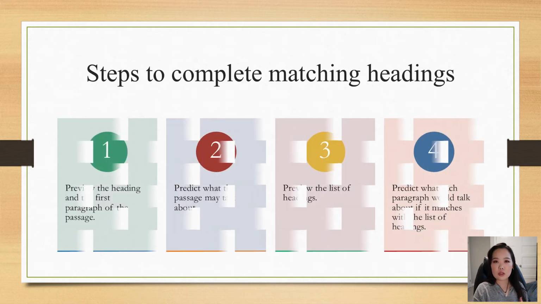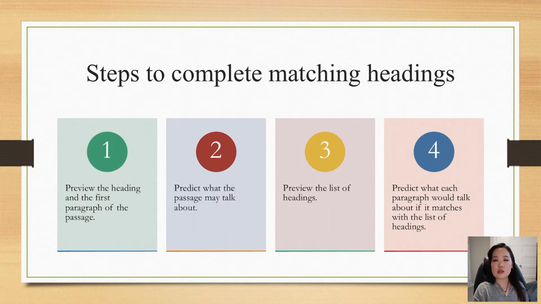The first thing we do is obviously preview the headings and the first paragraph of the passage. We do this in order to have a general understanding of what this passage is talking about, the topic of the passage, and the passage type. Is it a report? Is it a historical account? Is it a news? Or is it a description of process? This is important because different passage types actually organize information in a different way.